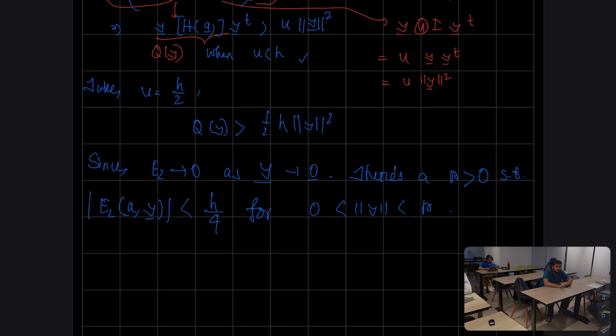So the lower bound of y is 0, the upper bound is r. Whenever y is in between 0 and r, we pick r such that this is true. We have to pick it in such a way that this holds, and can we do that? Okay. What is h?